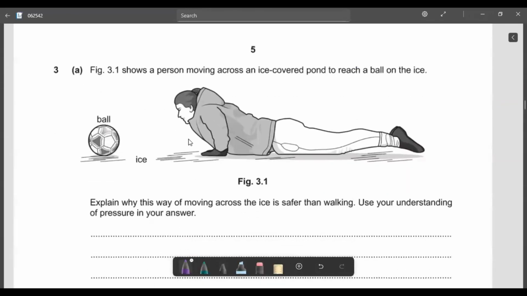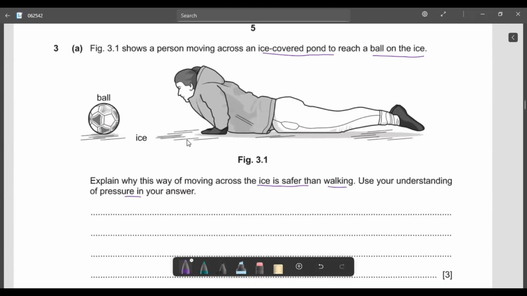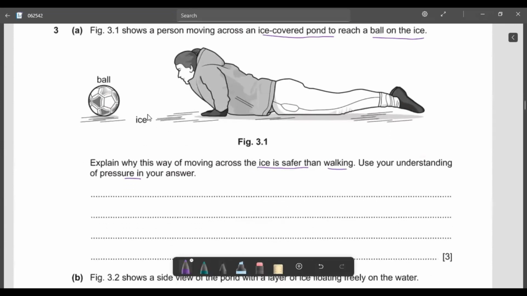Next, figure 3.1 shows a person moving across an ice-covered pond to reach a ball on the ice. Explain why this way of moving across the ice is safer than walking. Use your understanding of pressure in your answer. So he is lying down and he is moving. So we need to understand the concept of pressure. Pressure is equal to force by area.